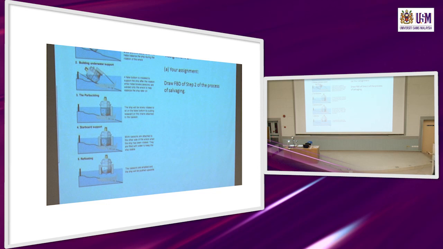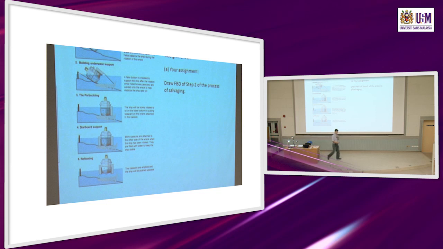Your assignment 1A: draw a free body diagram of step 2 of the process of salvaging. So I want you to draw a free body diagram of this ship. You have this cable, and this cable. This is considered as a support. So draw the free body diagram of this step number 2, and from there, show all the forces acting on the ship.